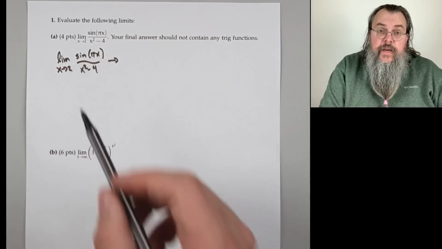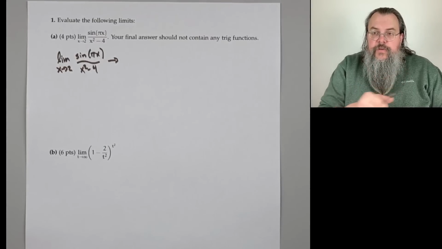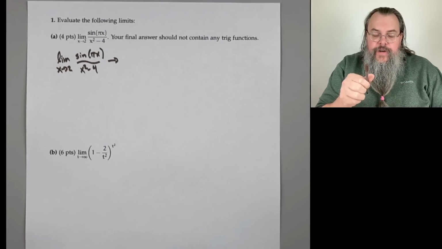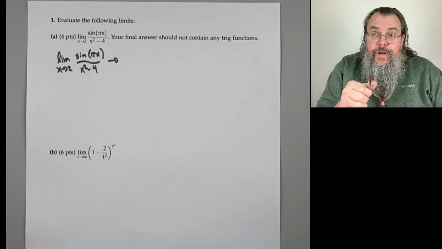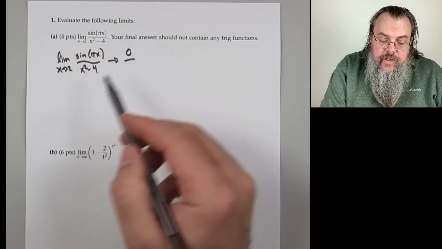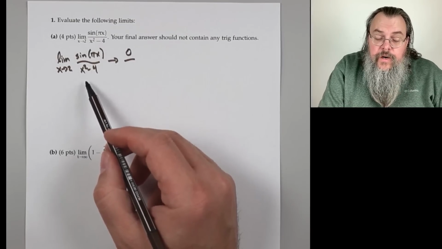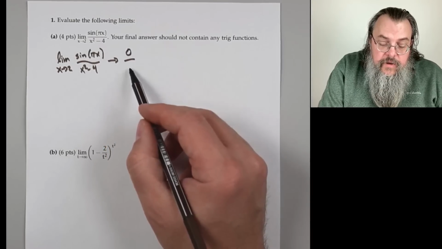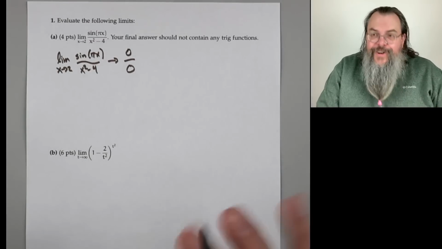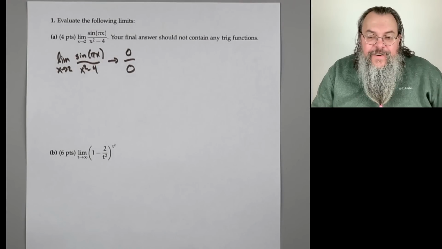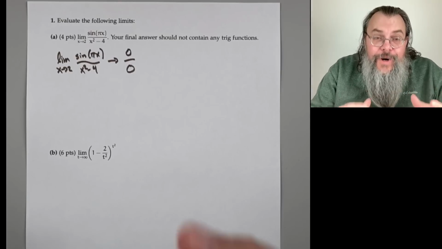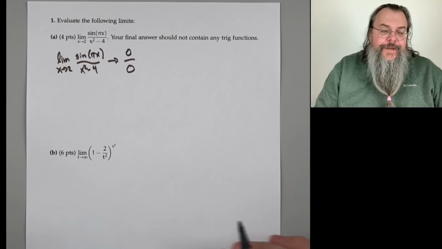Sine of 2 pi. Now, if you think about a circle, of course, it behaves like a circle. So 2 pi is like we're back where we started, and the sine is the y-coordinate. So sine of 2 pi is 0. Downstairs, 2 squared is 4. 4 minus 4 is 0. Aha! So our answer is 0 over 0. No. That's never an answer. 0 over 0 means what? More work. More work.